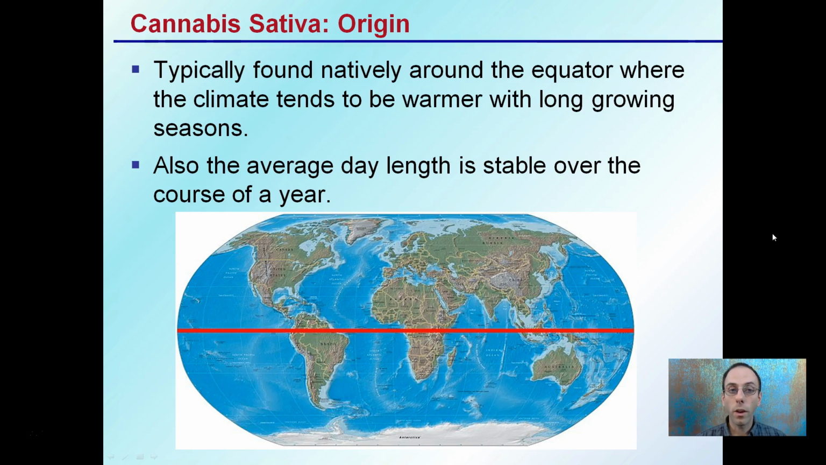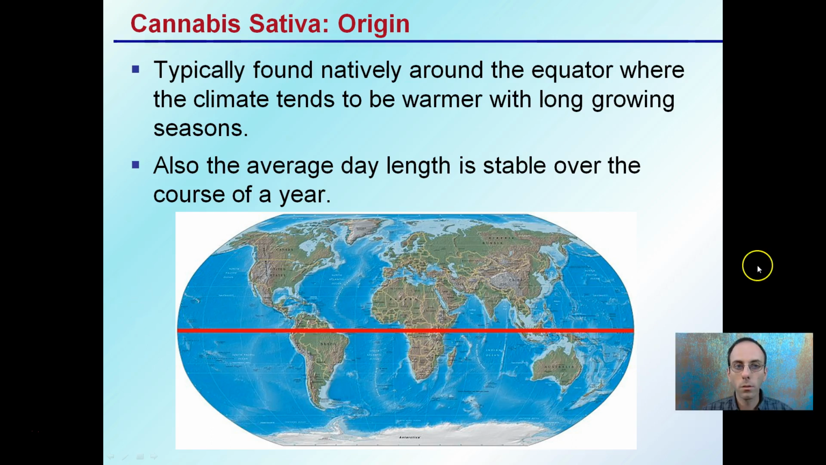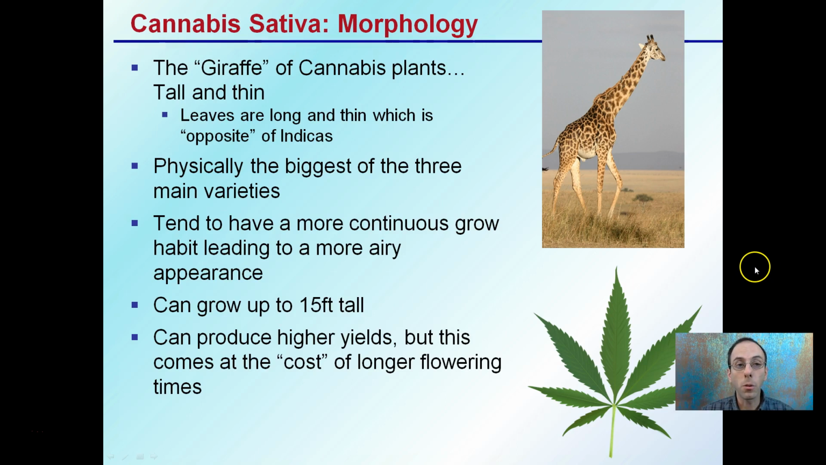Sativa, its origin is found more towards the equator, where the climate tends to be warmer and longer. Also, the average day length is stable over the course of the year, so sativas are thought to originate near the equator. Okay, and here looking at the sativa's morphology.